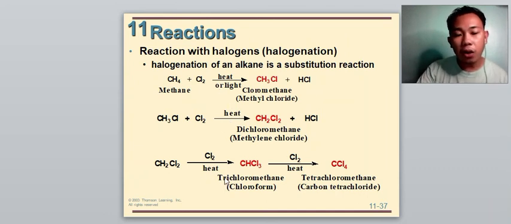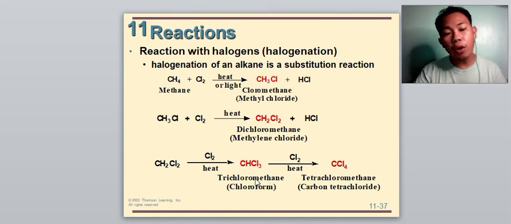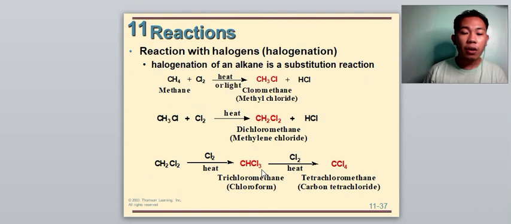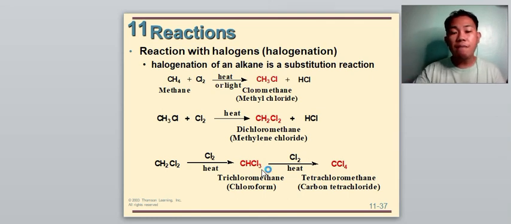On the other hand, if chloromethane is allowed to react with more chlorine, further chlorination will produce a mixture of dichloromethane, trichloromethane, and tetrachloromethane. What I mean is that when we continuously react the products of halogenation, it will form dichloromethane, and so on, trichloromethane, and tetrachloromethane.